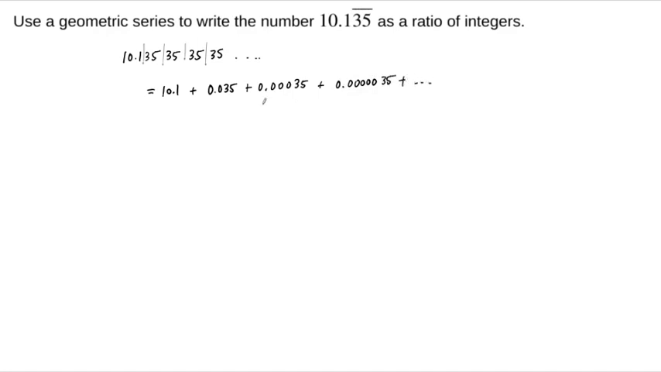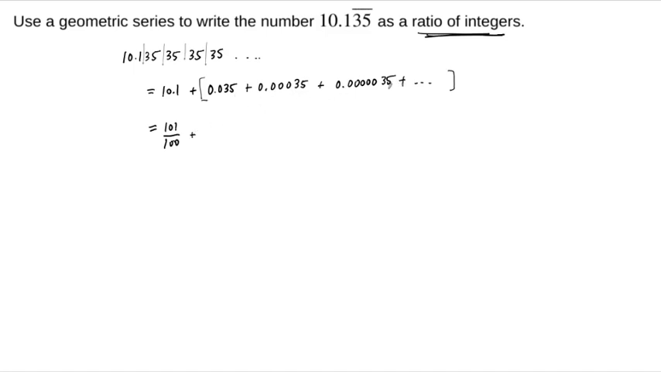And so now we've written this repeating decimal as a sum of decimals, and all the terms of the sum after the first term have a common factor and a very similar form. So what we'll do next is try to factor these out and write these as a fraction. Remember, we're trying to write this as a ratio of integers, so that means a fraction. Our first term is going to be 101 over 100. That gets rid of the decimal there.